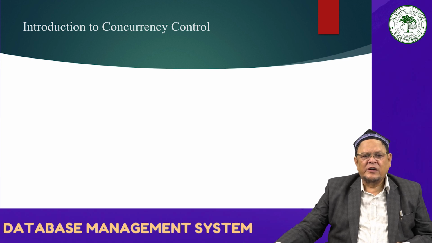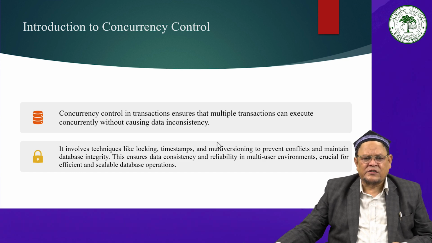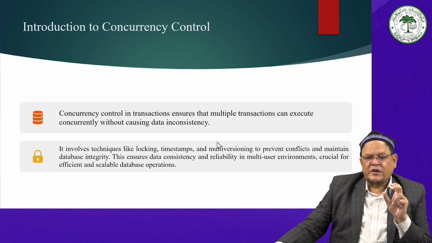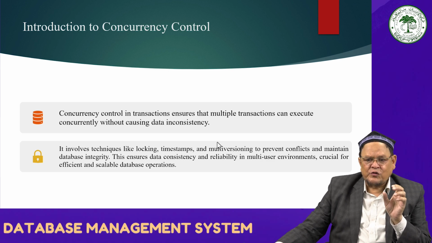So we start with the introduction to concurrency control. Concurrency control in transactions ensures that multiple transactions can execute concurrently without causing data inconsistency. It involves techniques like locking, timestamps, and multi-versioning to prevent conflicts and maintain database integrity. The main purpose is to maintain database integrity and prevent conflict by using locking, timestamps, and multi-versions.